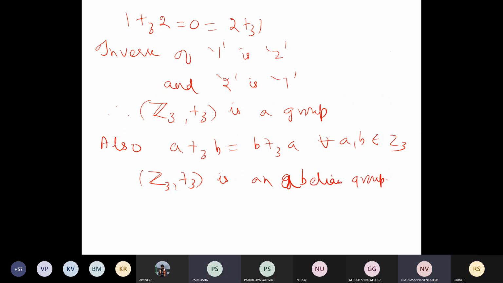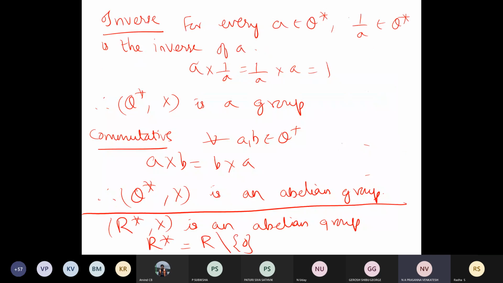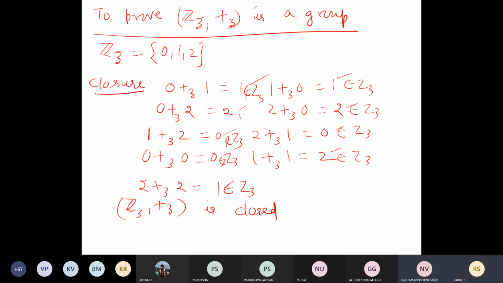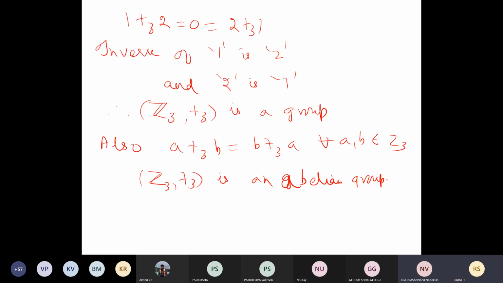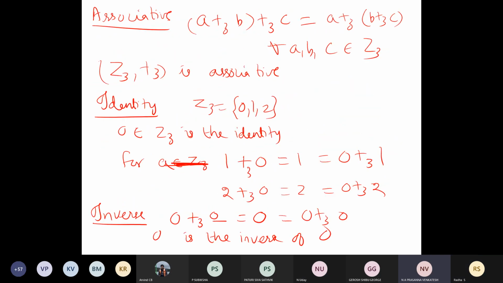Clear? Can you show the previous slide, ma'am? Yes, ma'am. Need not put this. Simply you can write Z3. Directly also you can write like this itself. You need not put this. Can you show the identity slide? Yes. What happened to that? Here it is.